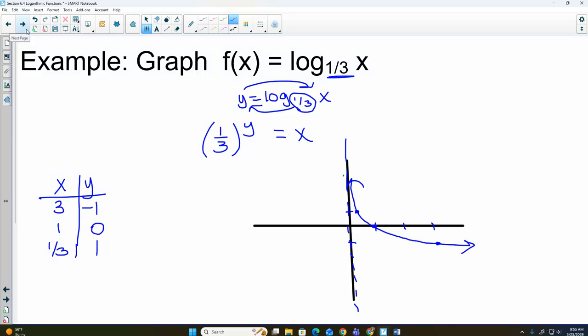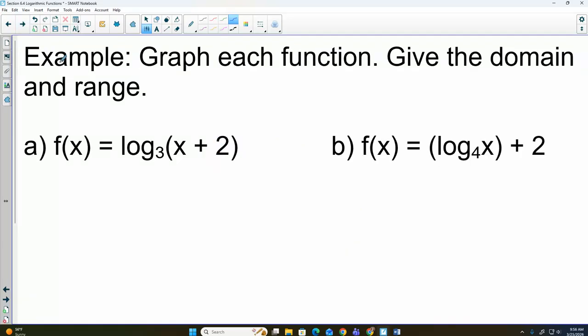All right, let's try graphing these. Actually, I'm going to change this one to base 3 as well. To get these graphs, I want to do a parent function and a transformation. My parent function is just our basic y equals log base something of x. So in this case, for these, it would be log base 3 of x. That will be my parent function. So that's what I'm going to graph first, and then figure out my transformations from there.